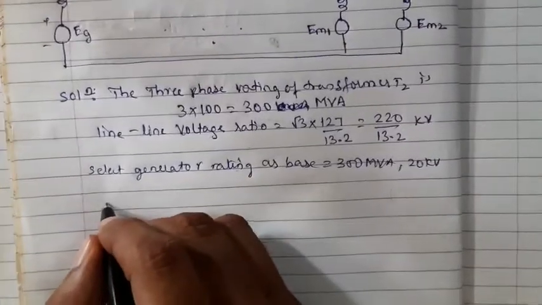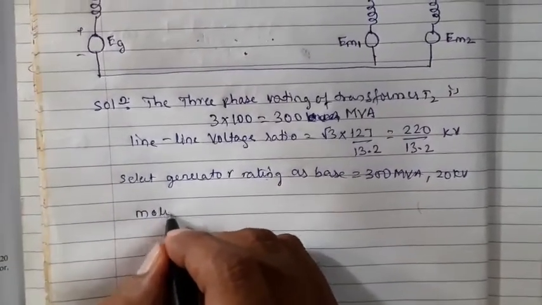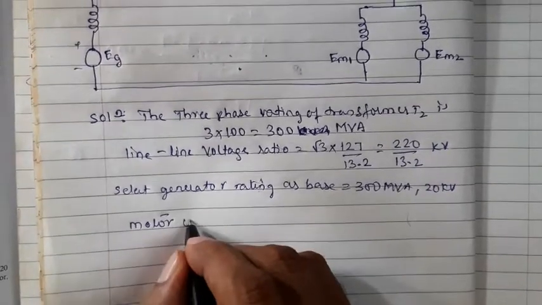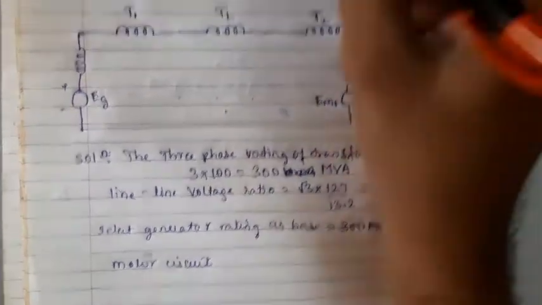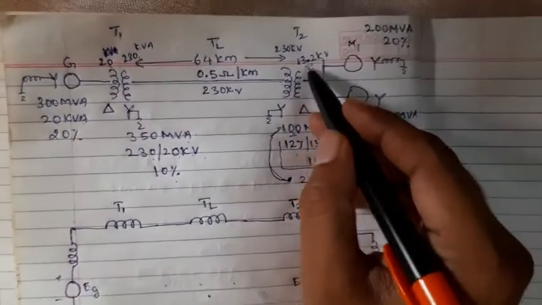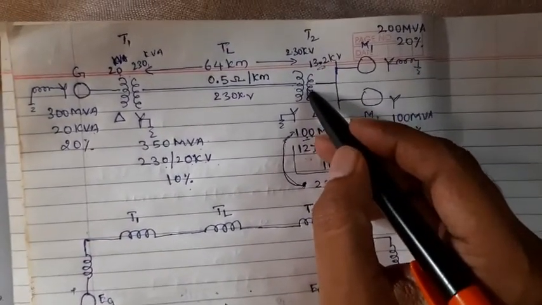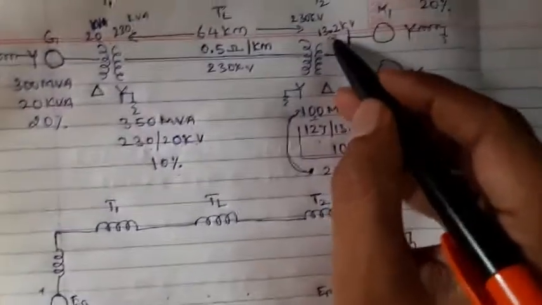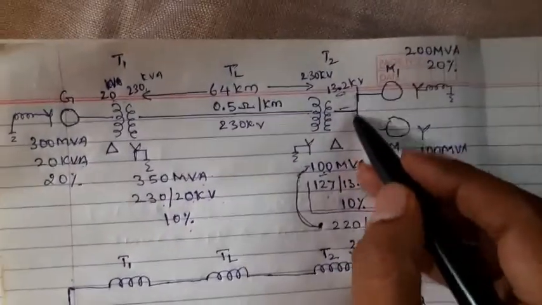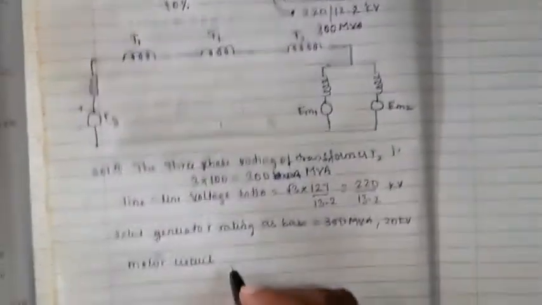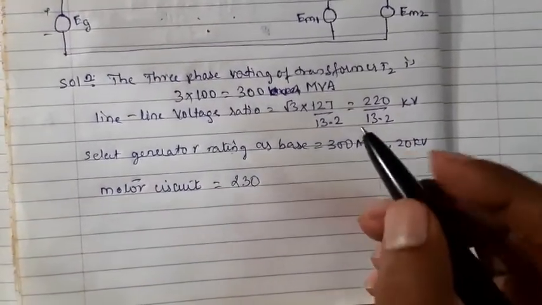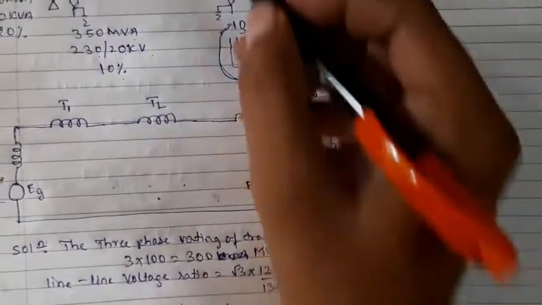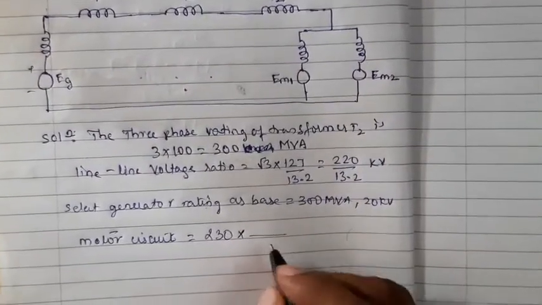Motor, now we have to consider the motor. For the motor circuit, what is the output? Here they have shown 13.2, the specification rating of this one is 13.2, but actually how much it is coming, we have to calculate. So for that, what will we do? 230, what is the new value? The new value is 230 divided by 220.